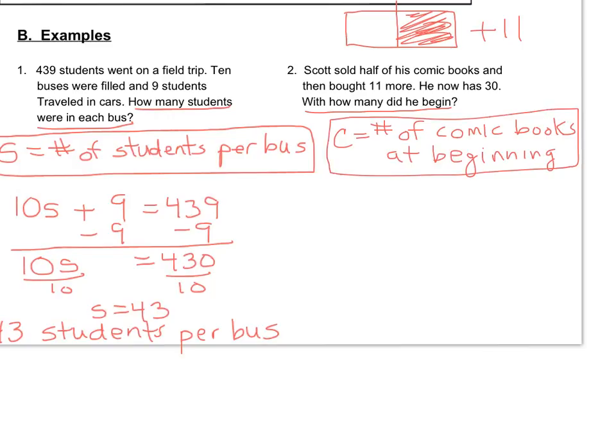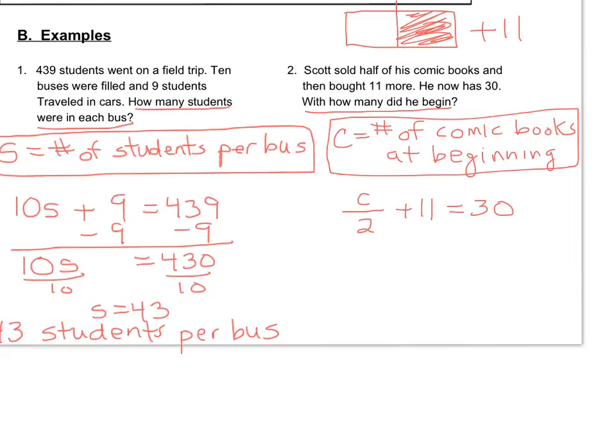Alright, so Scott had some comic books at the beginning, and he sold half of them, which means he divided his collection by 2. He only has half of it now. But then he bought 11 more, so I'm going to add 11. And now he's at 30 altogether. So there's my algebra equation.